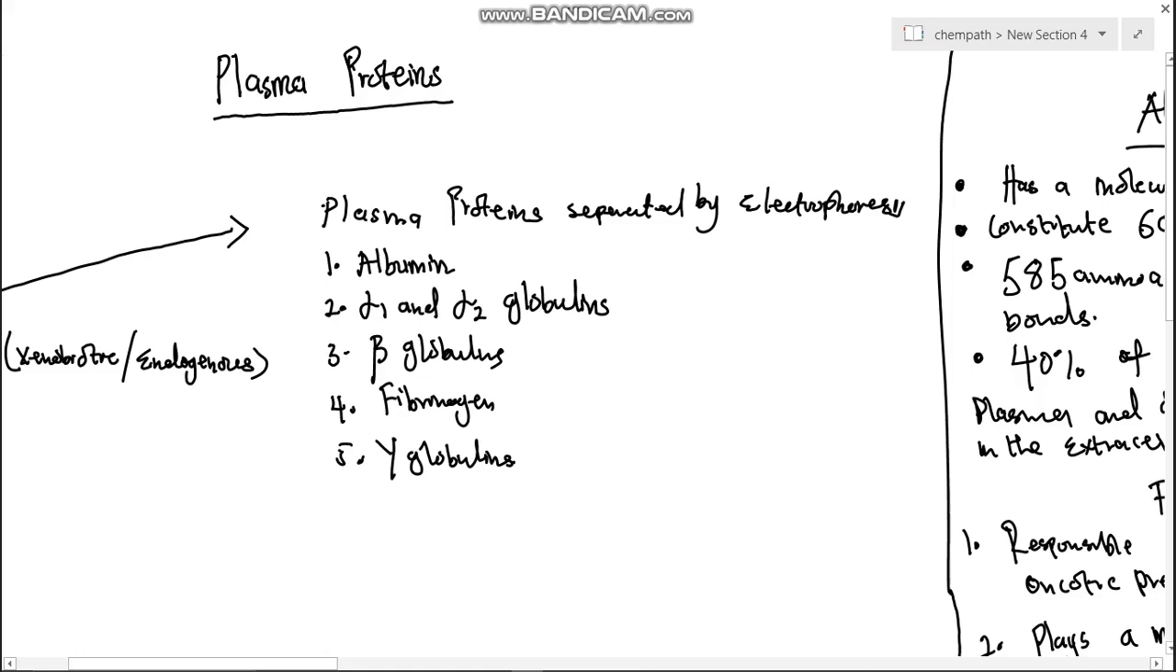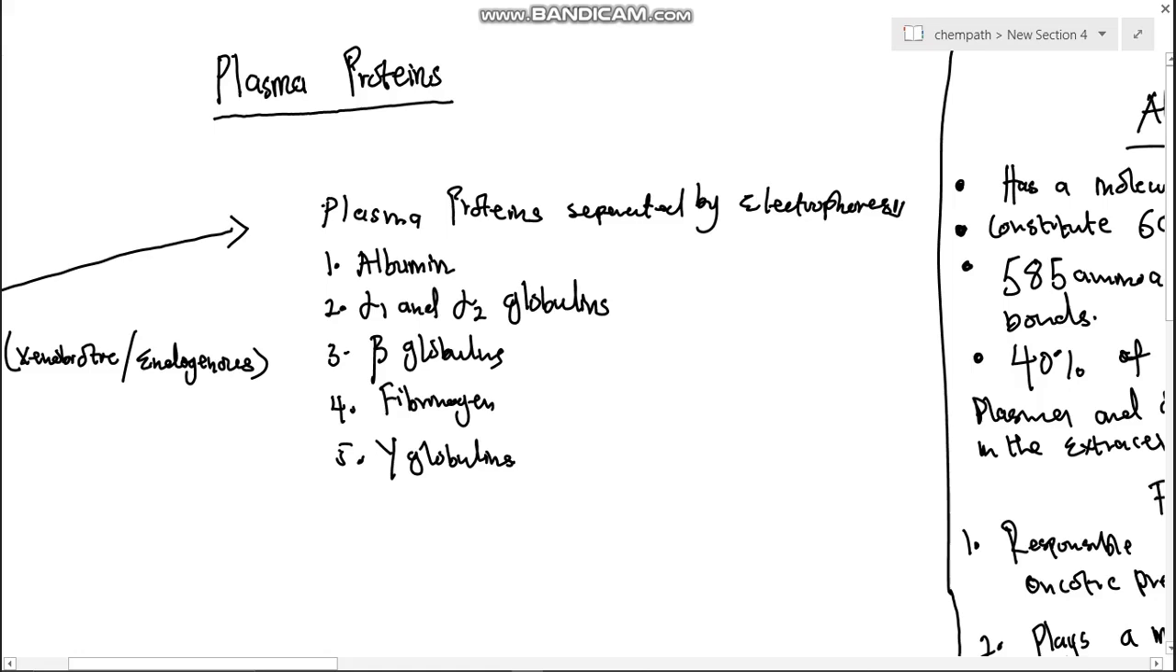Albumin has a greater net negative charge than alpha 1 and alpha 2 globulins, than beta globulins, than fibrinogen, and then than gamma globulins. So the separation of the plasma proteins is done by electrophoresis, based on their charges. Albumin has a greater negative charge than all of these. The greater the negative charge, the faster the migration to the positive electrode in the electrophoresis process.